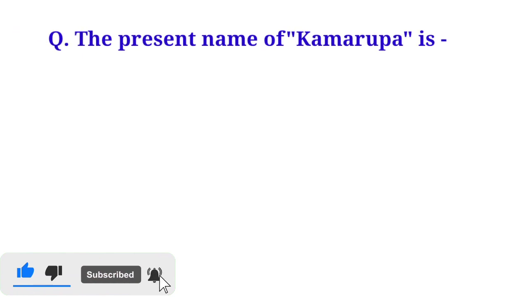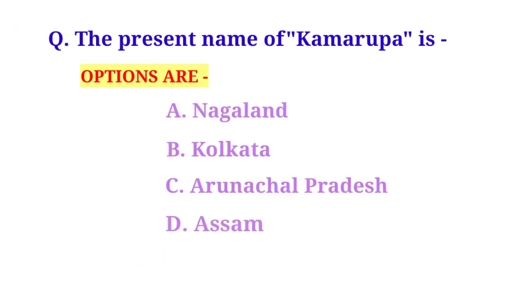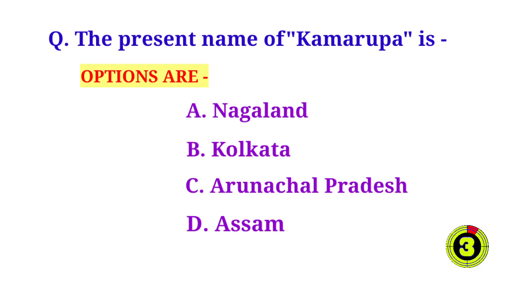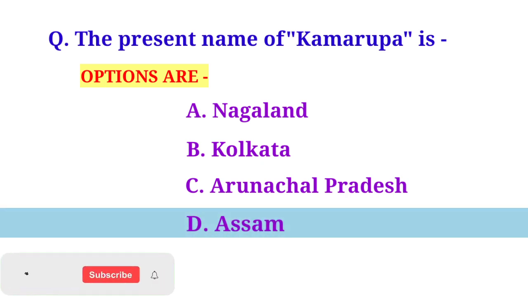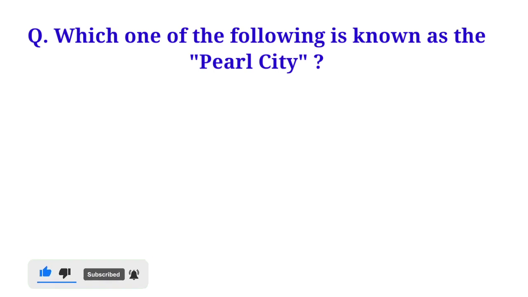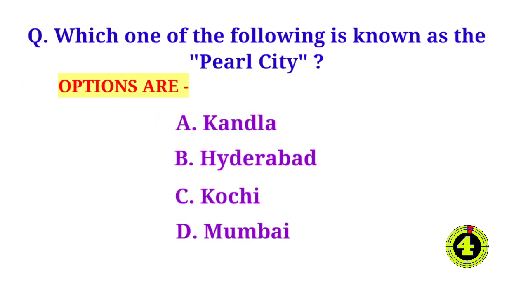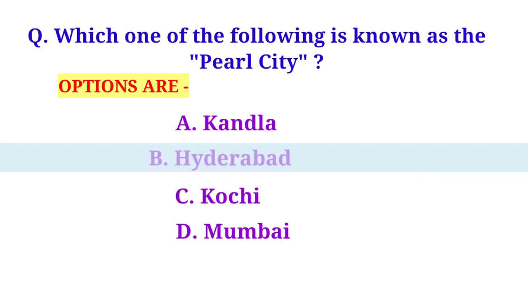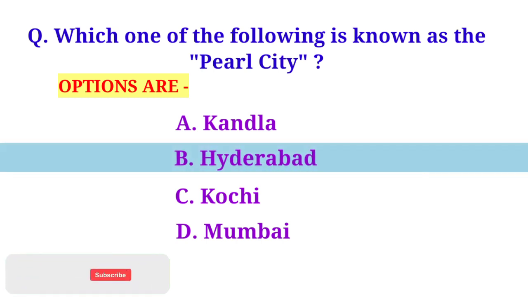The present name of Kamarupa is? Option D, Assam, is the correct answer. Which one of the following is known as the Pearl City? Option B, Hyderabad, is the correct answer.